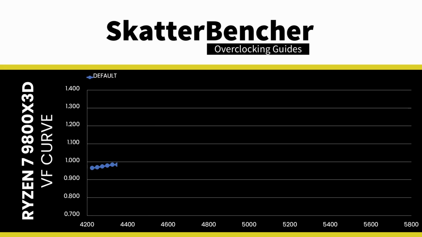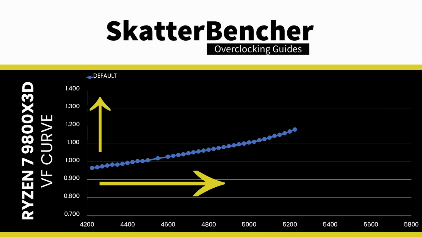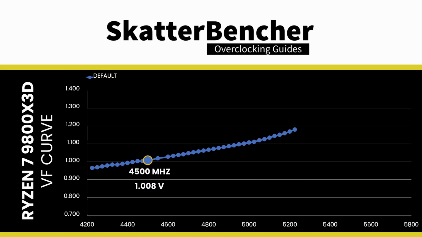Here's the default voltage frequency curve of my Ryzen 7 9800X3D processor. This curve represents the average curve of the 8 cores inside the CCD, because actually every one of the 8 cores has its own curve. We can immediately make a simple and obvious observation. The higher the frequency, the more voltage is required. For example, we only need 1.01 volt for a frequency of 4.5 GHz. However, we need over 1.13 volt for 5.1 GHz.